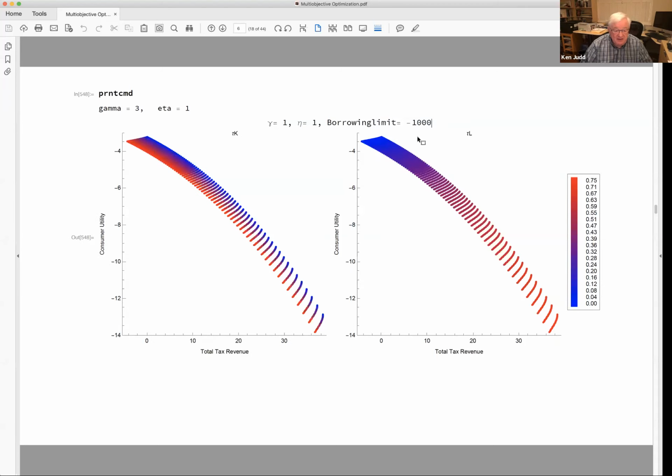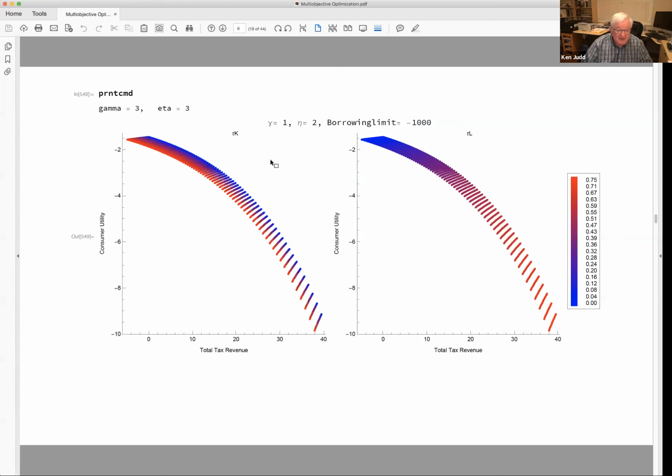When gamma is 3, then things get a little less clear, but it still is clear that capital income taxation, even at the highest revenues, is not going to be much. You're going to have much more revenue from labor tax. And then here, gamma equals 3, eta equals 3. It still is a case that on the Pareto frontier, taxing capital income is not a good idea. I think there are other examples.